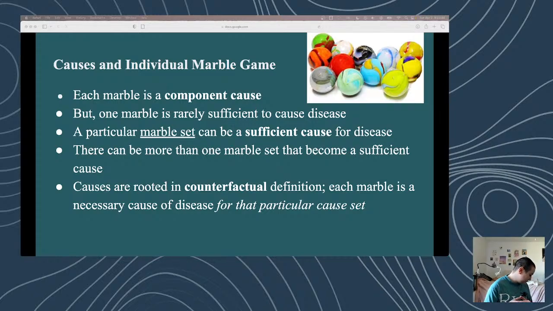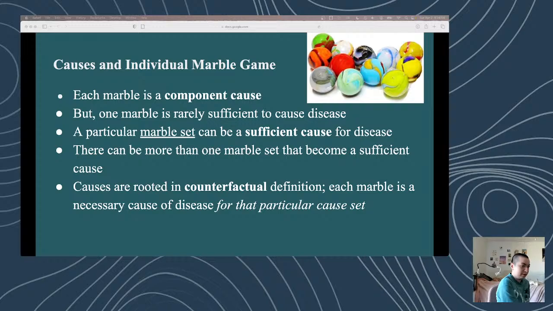Oh, hey. And in line with the tenets from earlier, there can be more than one marble set that becomes a sufficient cause. Oh, he's saying hello. Here, I'm going to hold you up. You're going to say hello. Here's your TA Milo. You're doing so good, buddy.